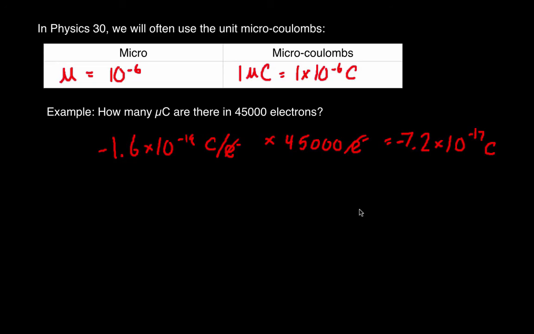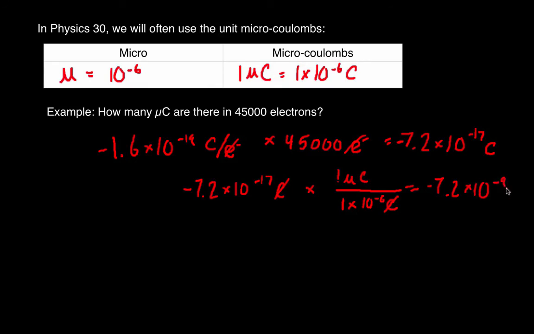We want to convert this into microcoulombs. Minus 7.2 times 10 to the minus 17 coulombs times 1 microcoulomb divided by 1 times 10 to the minus 6 coulombs. So the coulomb cancels out, and we end up with minus 7.2 times 10 to the minus 11 microcoulombs.